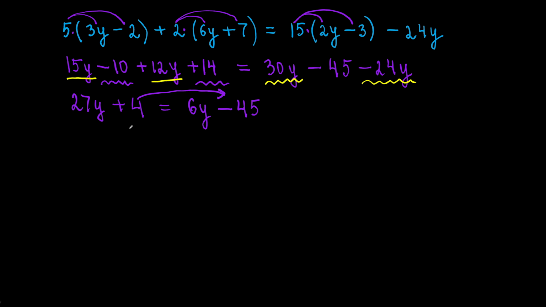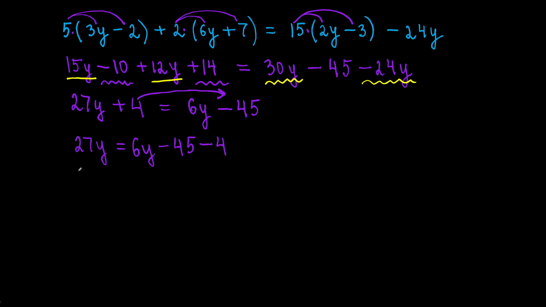If you're in the United States, you would subtract 4 from both sides. If you're in a different country like South America or Russia, we take 4 and bring it to the other side with the opposite sign. So we have 27y is equal to 6y minus 45, and we have plus 4, so we will bring it to the other side as negative 4.